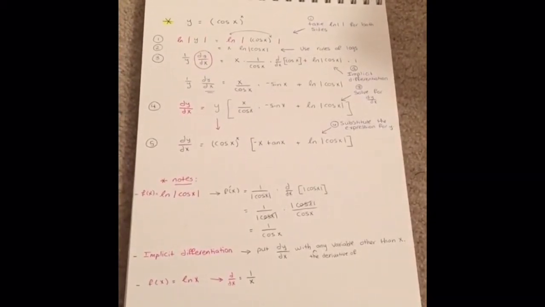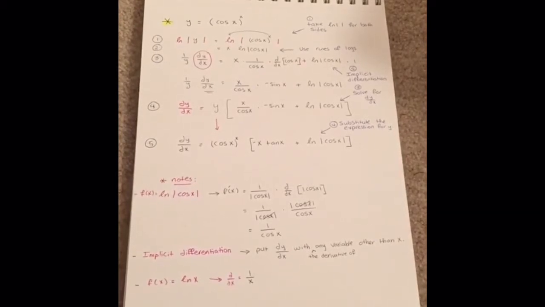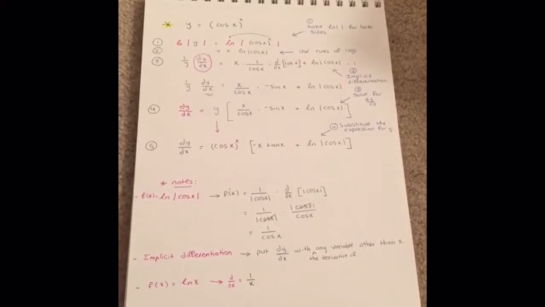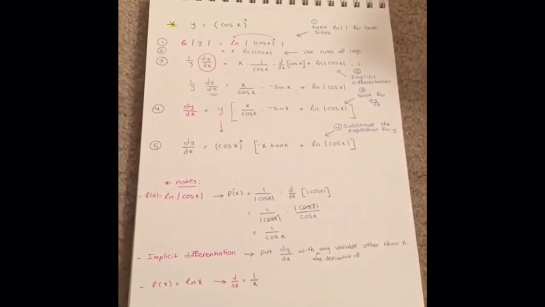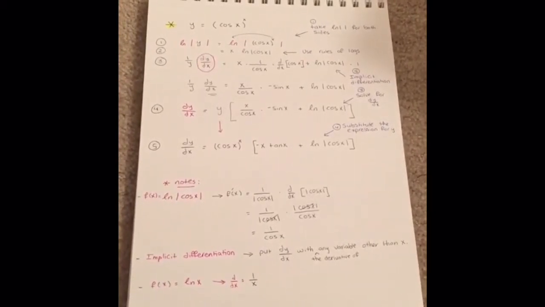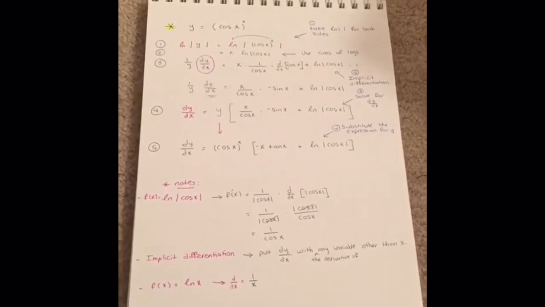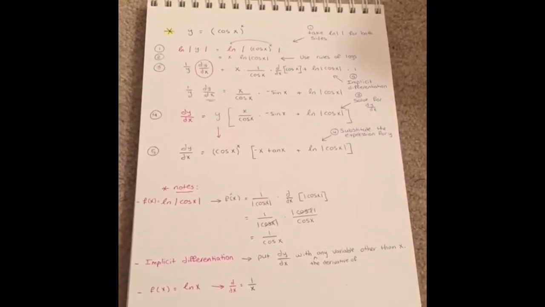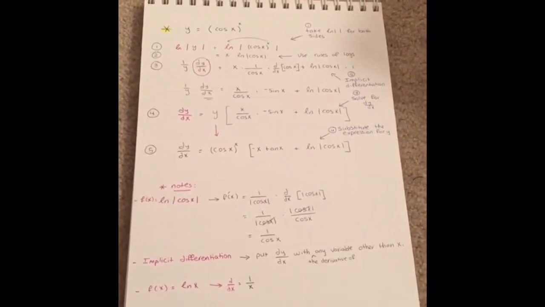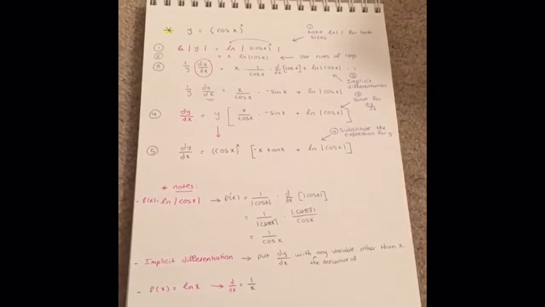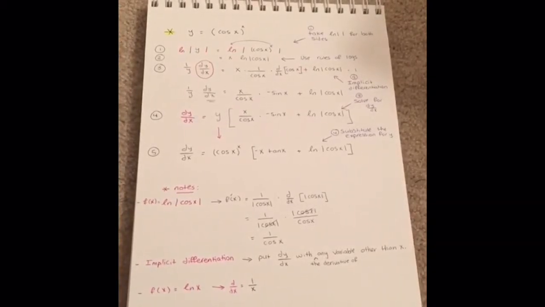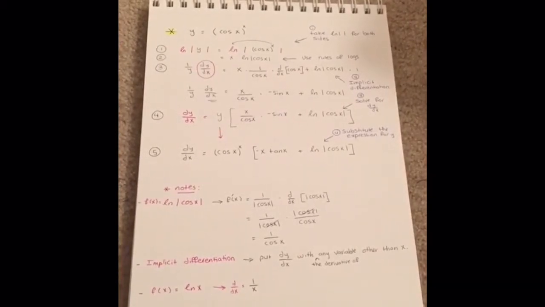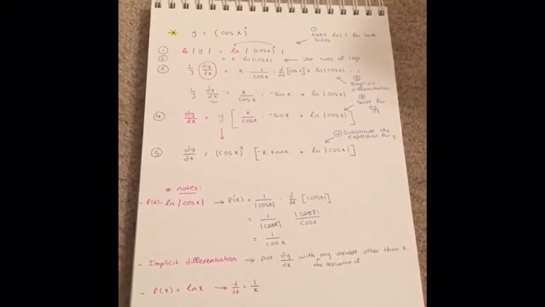Now, to make it simpler, 1 over y dy dx equals x over cosine of x times minus sine of x, the derivative of cosine of x, plus ln absolute value of cosine of x. Now we'll just solve it for dy dx, and we will multiply both sides of the equation by y. So we will have dy dx equals y times x over cosine of x times minus sine of x plus ln absolute value of cosine of x.